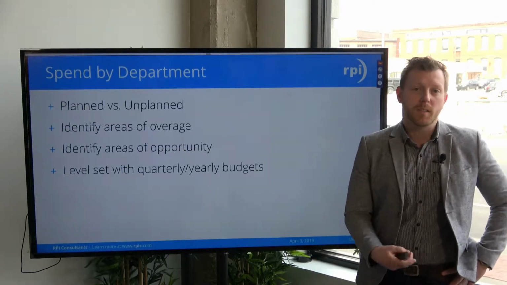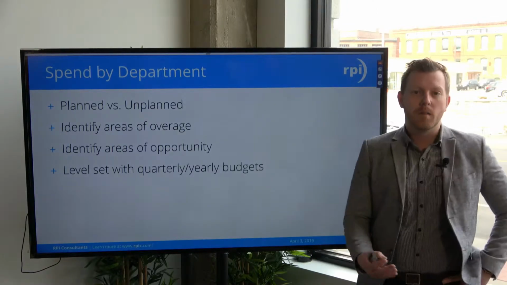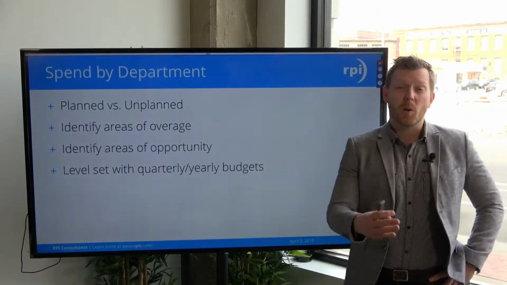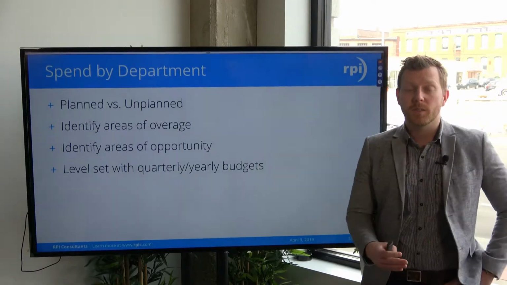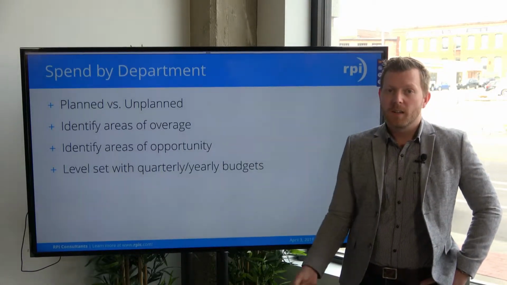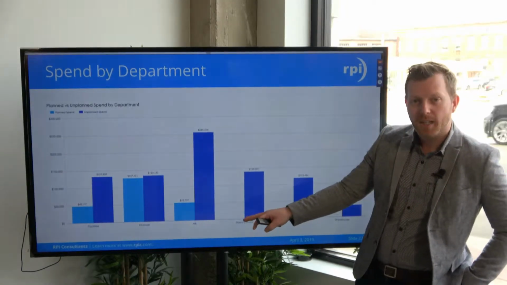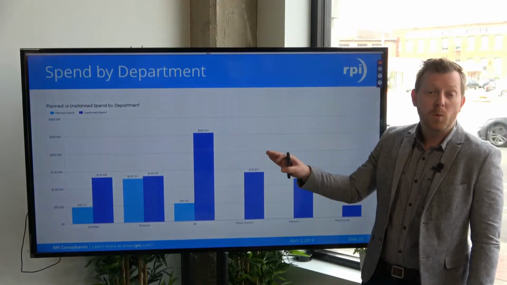Another good report is the spend by department. This is probably one that most AP managers are familiar with. It's just identifying which departments within your organization are spending the most money. What's really important about this is taking in the data element of your actual budget.